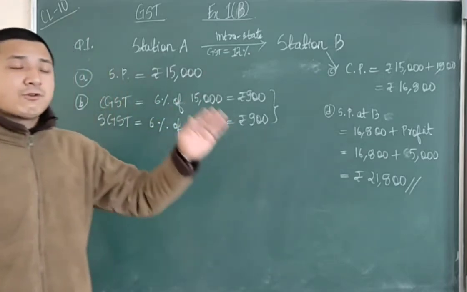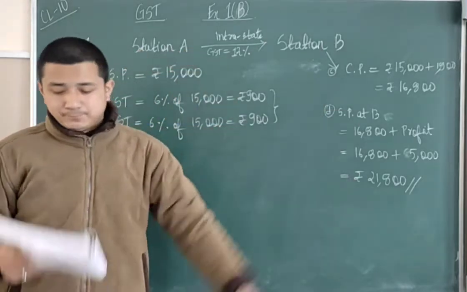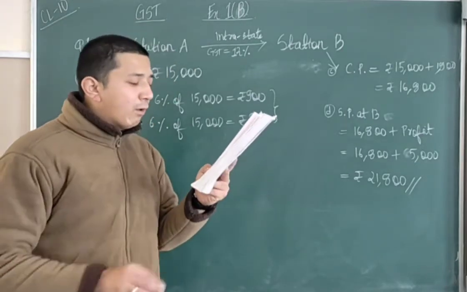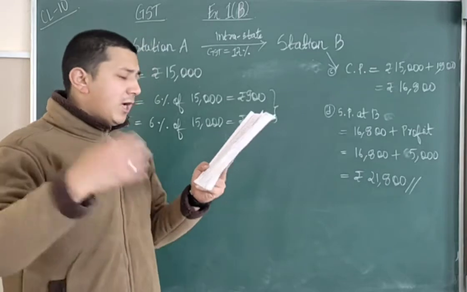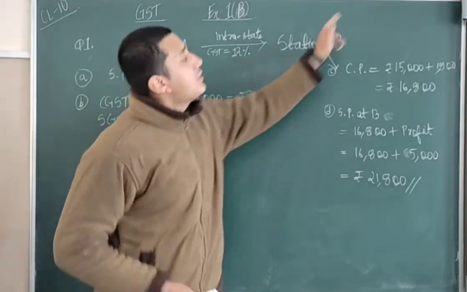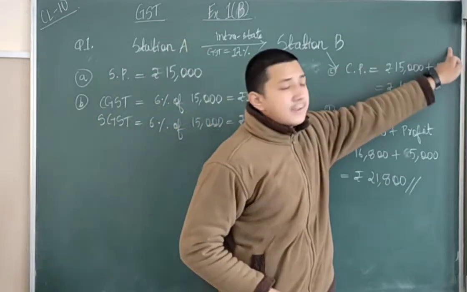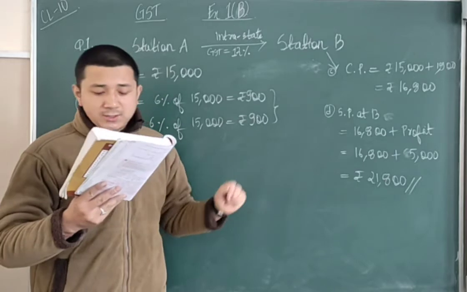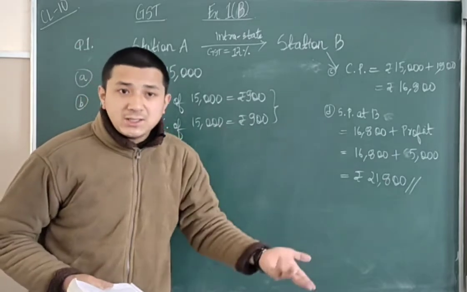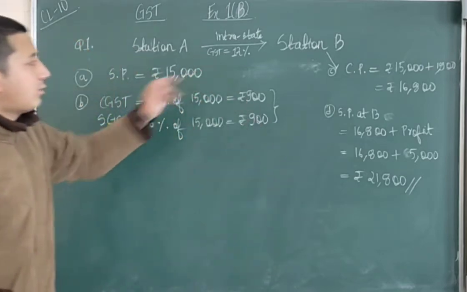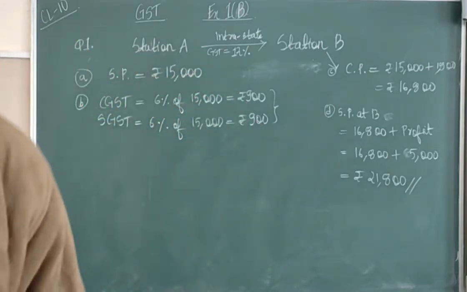Now the case will be from B to C. Okay. B to C, if you read the question, now the same goods are moved under interstate transaction. Now from B to C, the case is interstate transaction. Okay, at the rate of 12% GST, we need to find what is the GST and what is the cost price at station C. Okay, so please pause the video, note it down till here.